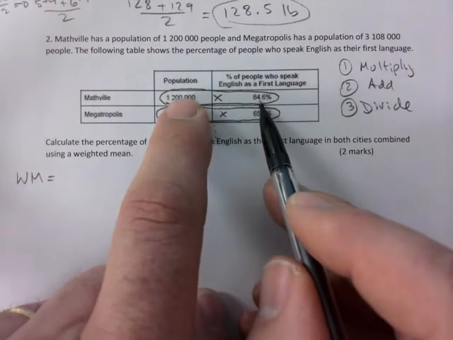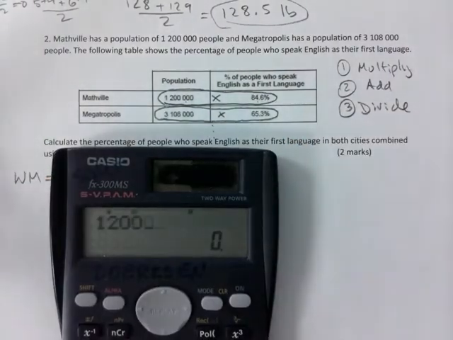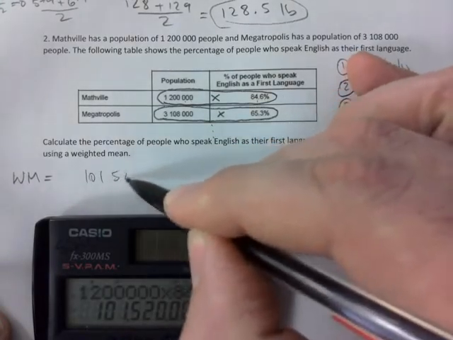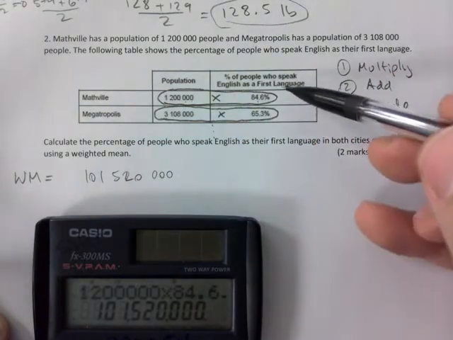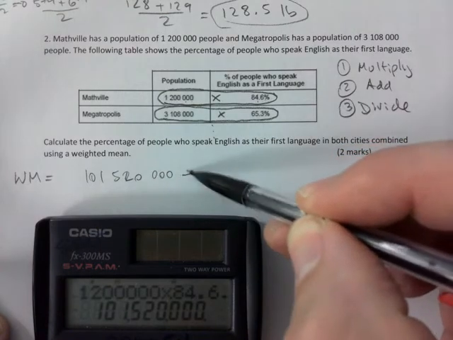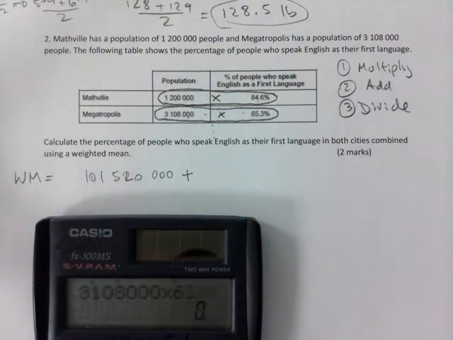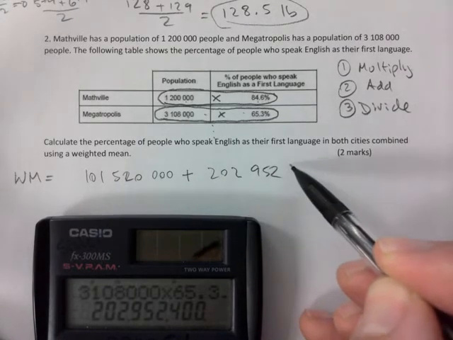When I multiply the first here, I get a really big number, watch. But don't be scared. Watch, 2 times 84.6. I don't divide by 100 or anything, I just leave it like that. So I will put down 101. And if you want to write this down, just make sure you use a pen, right? So if I multiply that first one, I get this. Then I need to add it by whatever I get next. 3,108,000 times 65.3. And that's 202,952,400,000.